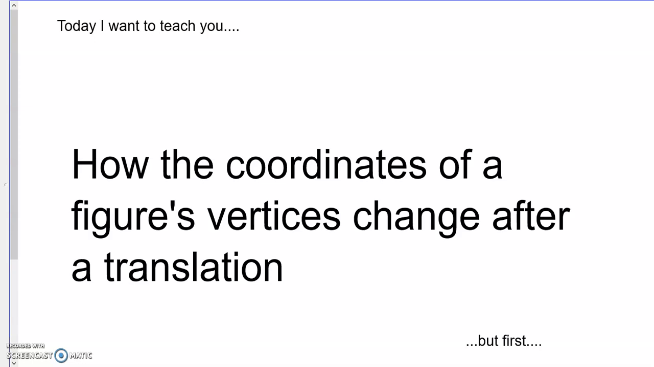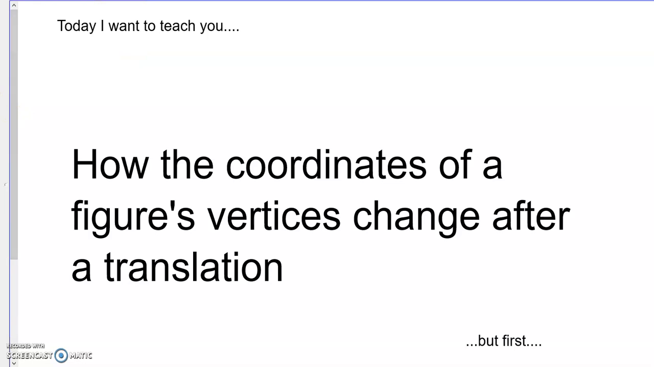Welcome back. Today I want to teach you how the coordinates of a figure's vertices change after a translation. So you know the drill. Make that the title on the next free page of your math notebook. After you have done that, mark that page, close it up, clear your area, put everything down, all the things you need to do to concentrate and do a great job until it's time to write.